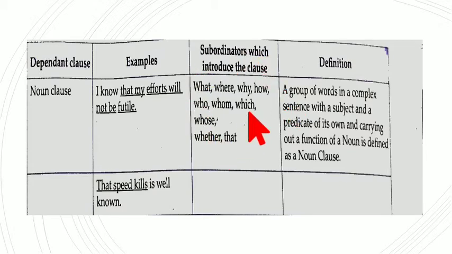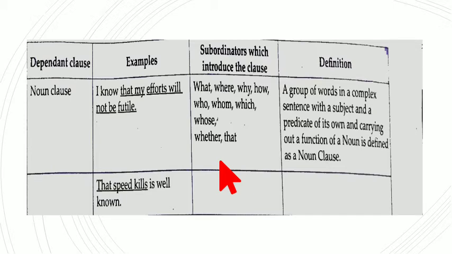These words can be used, but the basic thing is what? Whenever you are identifying any kind of clause, especially the noun clause, it will answer what and whom. That speed kills is well known. What is well known? That speed kills. That means it is answering what. But these are the words by which it can be introduced. For example, in this we find that is being used for introducing the noun clause.